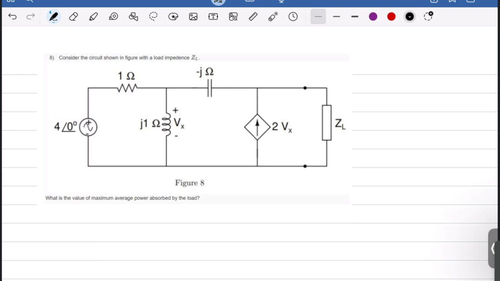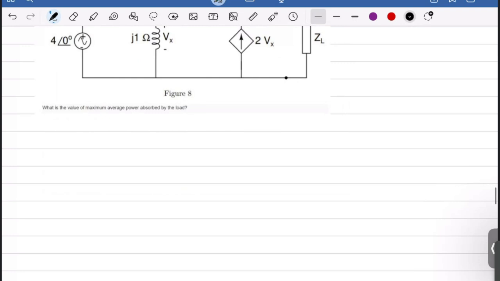So in the given question, you are asked to find the value of maximum average power absorbed by the load. So this is a continuation of the previous problem. In this problem, you are asked to find what is that maximum power.